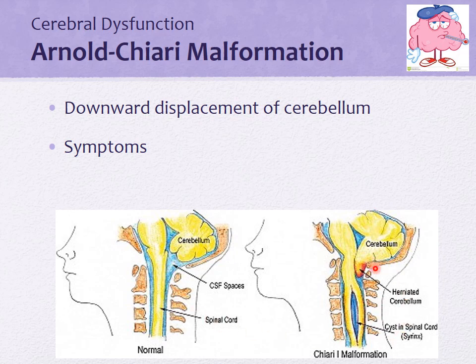So here's your normal cerebellum. You got your CSF space here. On this side, this is Chiari malformation, type 1. So you can see this is the herniated cerebellum. The cerebellum, as you know, is a part of the brain that controls balance.